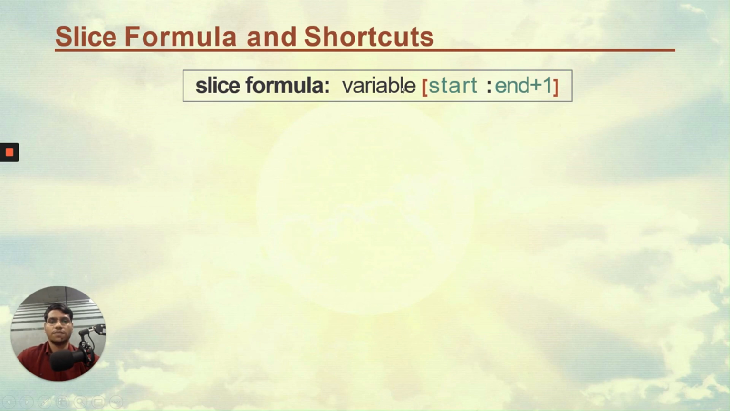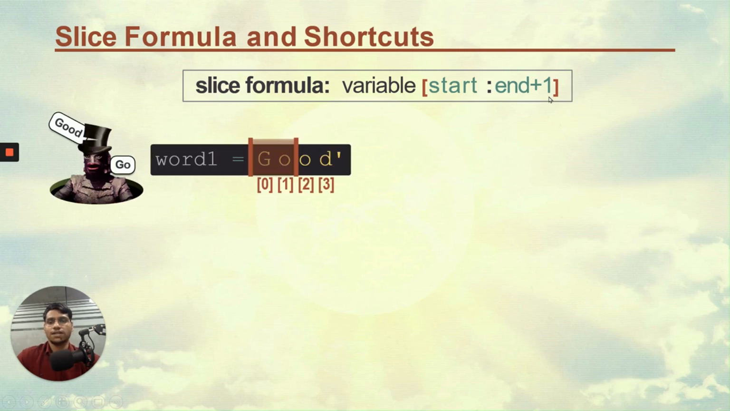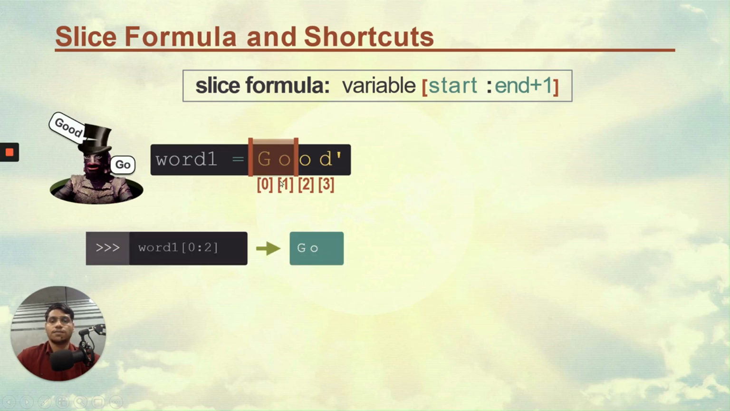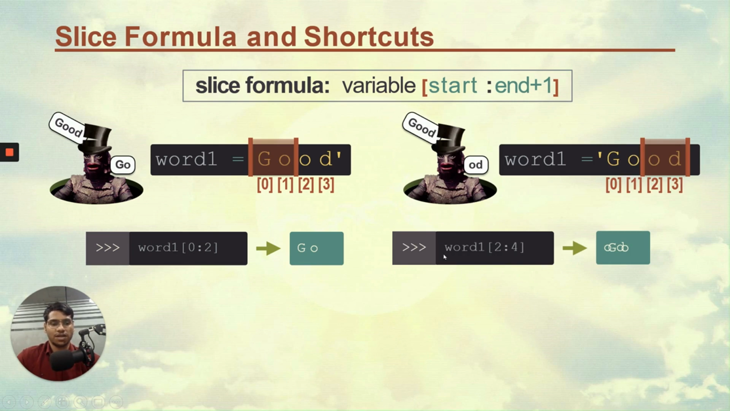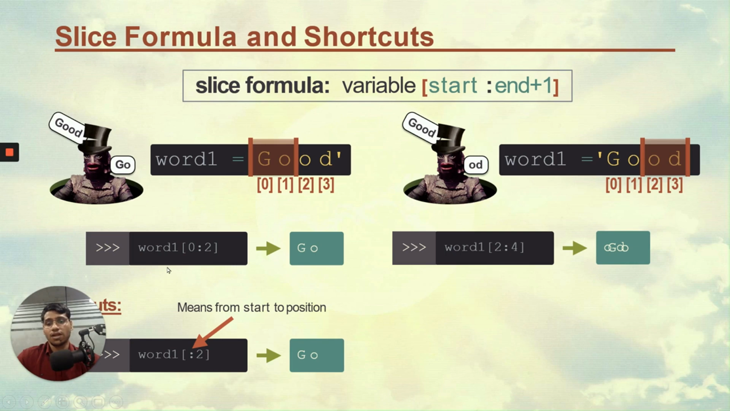Slice formula will be variable start colon end plus 1. Now let's say you want to get GO. So I will write variable name, that is word1[0:2], it will give me GO. If I want OD, I will write word1[2:4], it will give me OD.